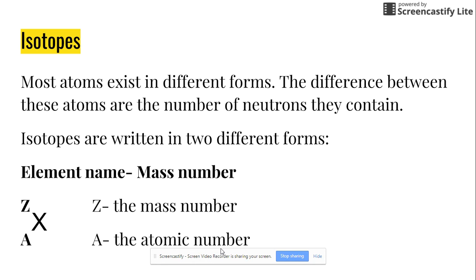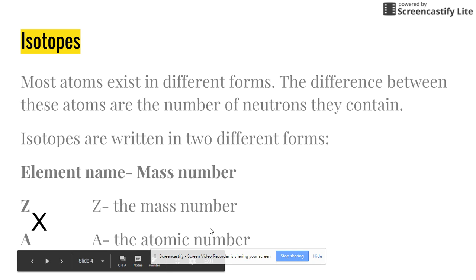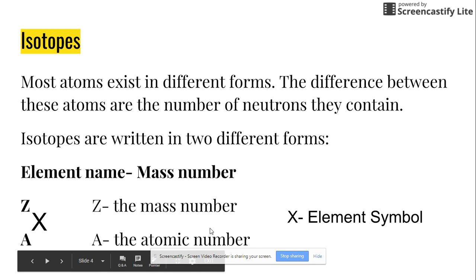A lot of times people confuse those because the periodic table is backwards. The atomic number is at the top and the mass number is at the bottom. So you just need to make sure that when you're writing isotope notation, which is what this is called, the mass goes on top and the atomic number goes on bottom. And then X represents whatever the symbol of the element would be. So if it was hydrogen, the symbol would be a capital H.